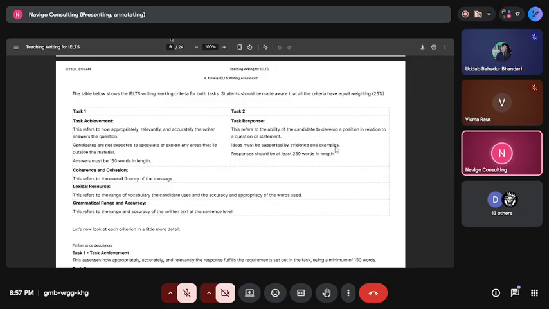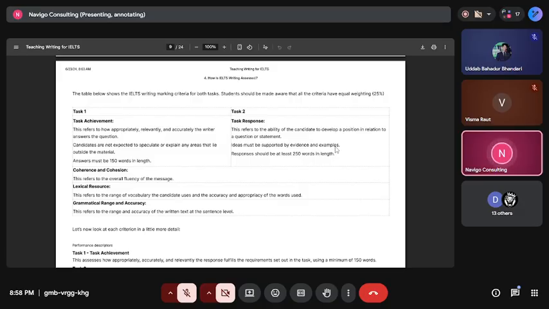So the table here shows the IELTS writing marking criteria for both the tasks. So for task 1 and for task 2, right? For task 1, we call it task achievement, and for task 2, we call it task response, the very first marking criteria. Okay. So what do you mean by task achievement?